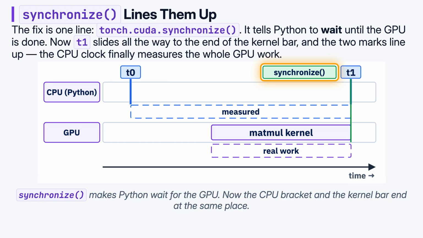The fix is one line, synchronize. It tells Python to wait until the GPU is done. Now T1 slides all the way to the end of the kernel bar. A plumb line joins T1 to the kernel end. The 2 marks line up. The CPU clock finally measures the whole GPU work.